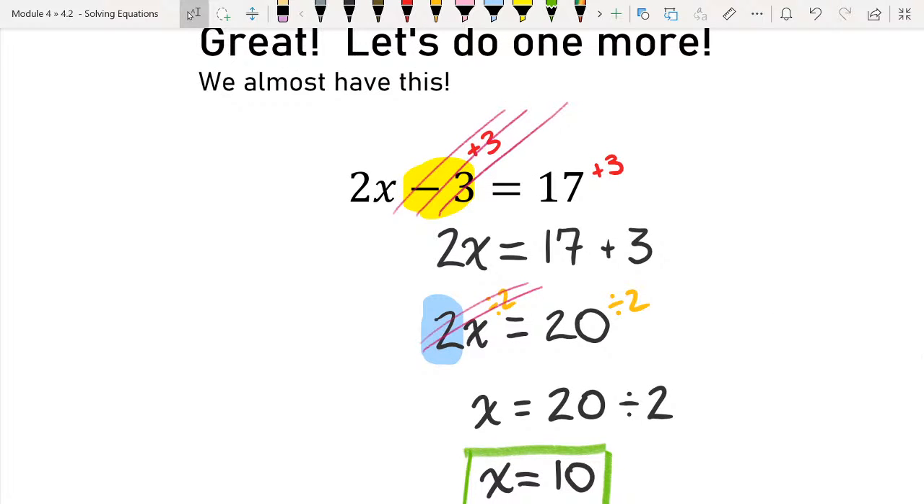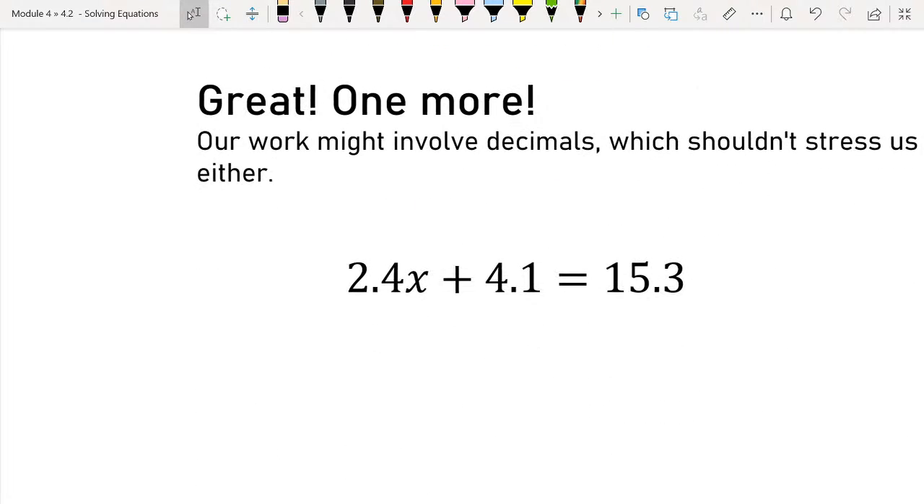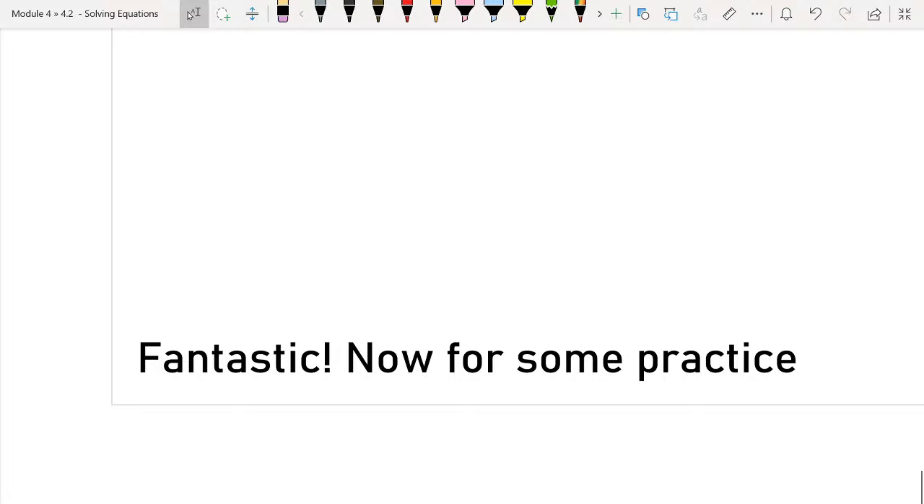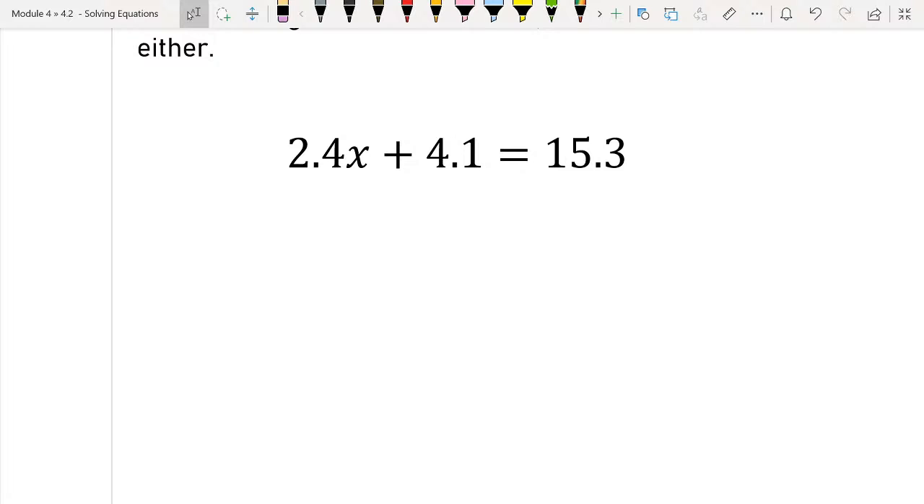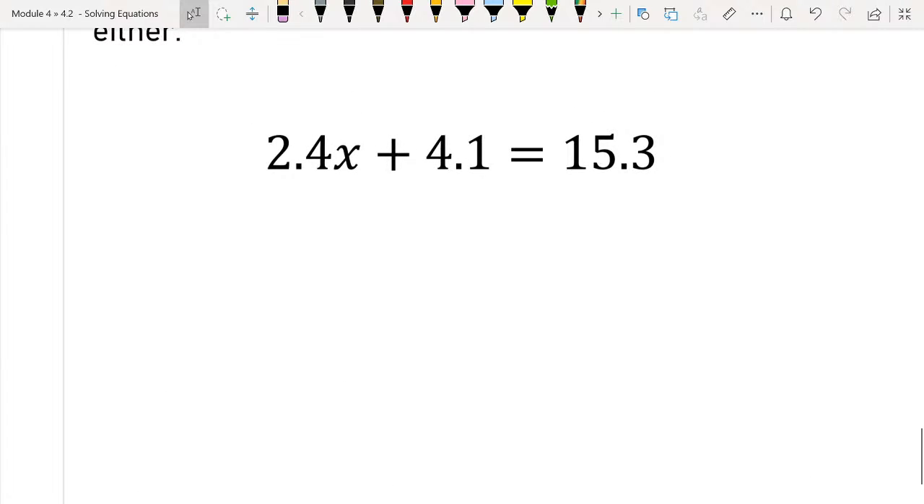Not so bad. The last thing I'd mention is that sometimes you're going to deal with decimals, and we shouldn't let that stress us out either. So here's one more question. Let's do this one. I know I said the last one was one more, but I lied. But here we have a question that involves numbers with decimal places. And if we think maybe that should induce panic in us, it shouldn't. It's the exact same process.